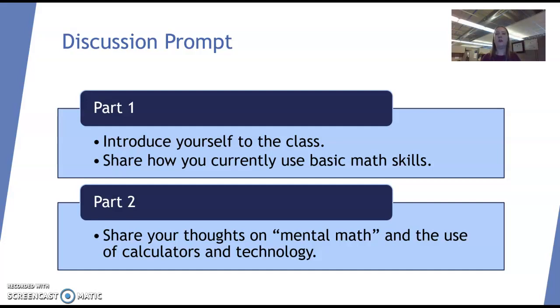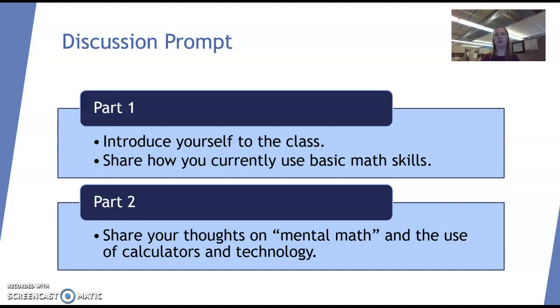And then part 2 of the discussion is to share your thoughts on mental math and the use of calculators and technology. So mental math is the ability to do certain things in your head, like maybe your multiplication tables or some addition, to do that kind of stuff in your head. Do you think it's good for people to memorize the multiplication tables? And then the use of calculators and technology. At what point are you using technology too much and maybe you haven't actually learned anything or you don't understand anything, you're just relying on a calculator? Or do you think that calculators have a place and they should be used?